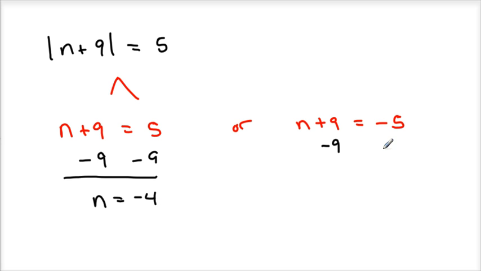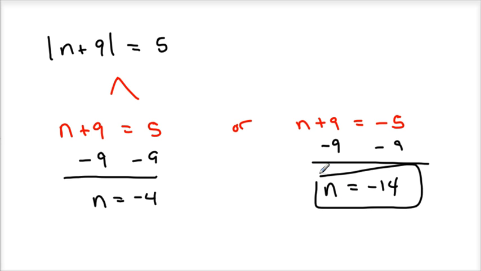And again, do the same thing on the other side. Subtract 9 from both sides. And we could say here n is equal to negative 14. And both these solutions will work once you plug back in for n. And you can always check your work as you go.